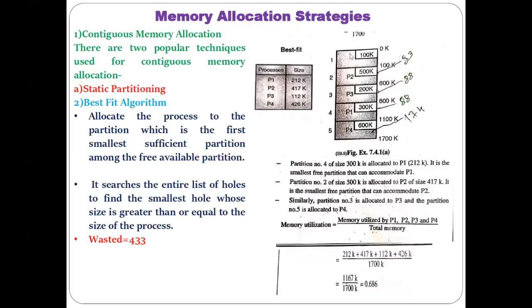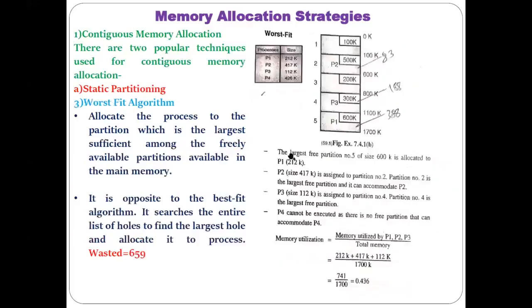Understood. So the internal fragmentation problem also comes up here. Okay, now let's see the last algorithm in the case of static partitioning. That is the worst fit. What is worst fit? Let's see what it says.